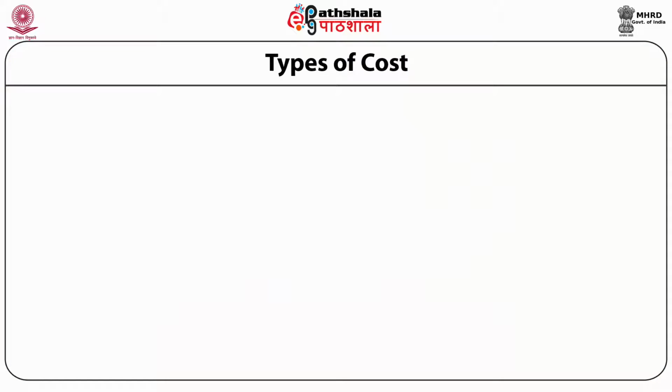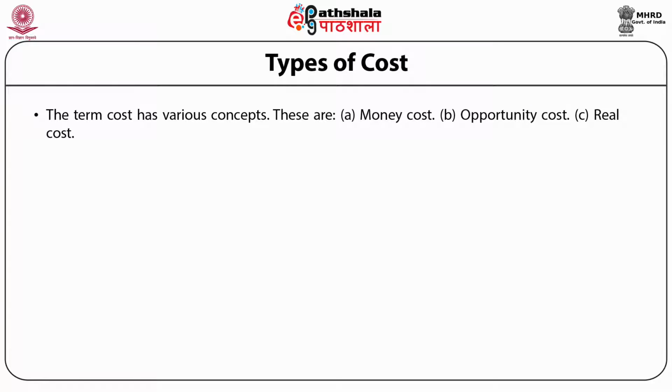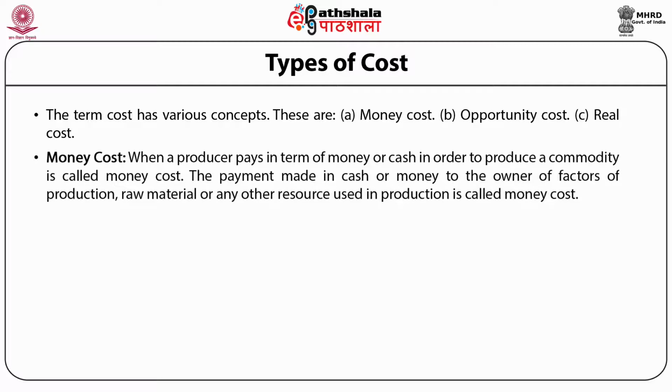Types of cost. The term cost has various concepts. These are money cost, opportunity cost, and real cost. Money cost. When a producer pays in terms of money or cash in order to produce a commodity, it is called money cost. The payment made in cash or money to the owner of factor of production, raw material, or any other resource used in production is called money cost.